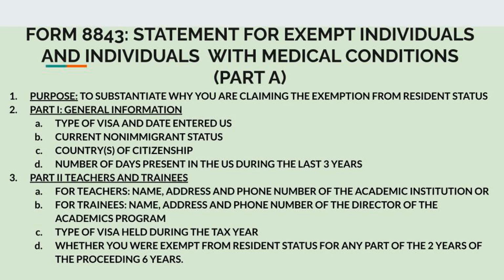Part 3 is specific to students, and you need to put down the following information in this section: the name, address, and phone number of the academic institution they attended; the name, address, and phone number of the director of the academic program they participated in; the type of visa held during the tax year; whether they were exempt as a teacher, trainee, or student from resident status for any part of the 5 calendar years; and whether they took affirmative actions to apply or have a pending application for lawful permanent residency.